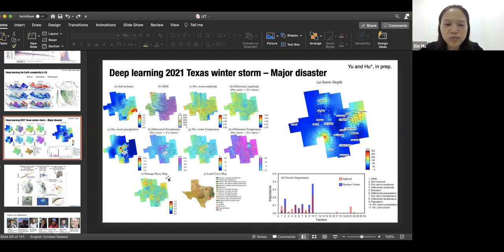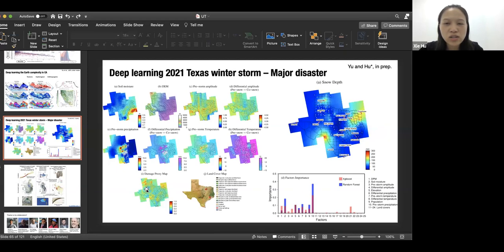The damage proxy map is not new to the InSAR community, but it's usually used for rapid response to earthquakes, wildfires, or hurricanes. But as far as we know, it has never been used to characterize such a major disaster due to snowmelt.